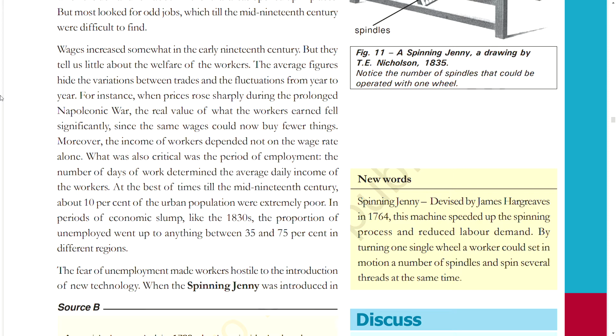At the best of times, till the mid-19th century, about 10% of the urban population were extremely poor. In periods of economic slump, like the 1830s, the proportion of unemployed went up to anything between 35 and 75% in different regions.